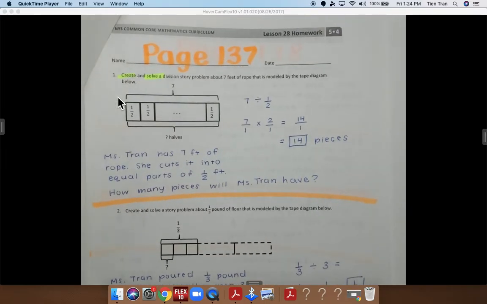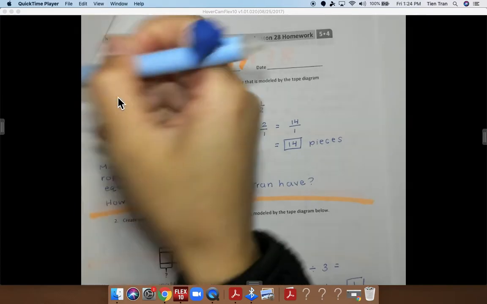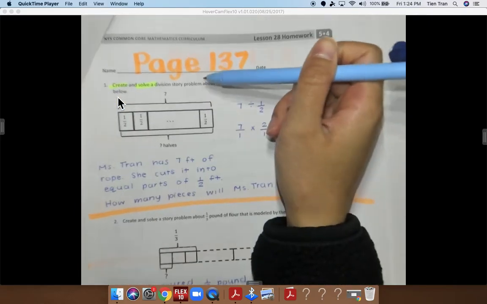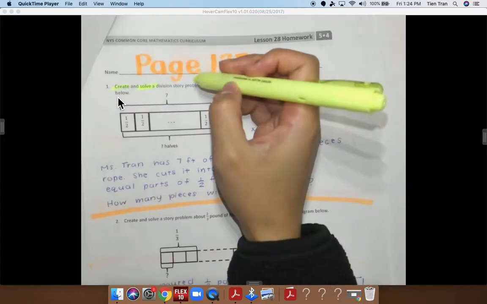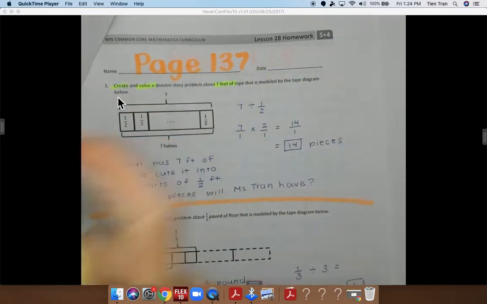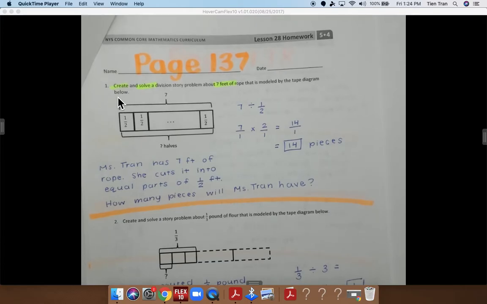We are on page 137. It asks you to create and solve a division story problem about 7 feet of rope that is being modeled by the tape diagram below. So this is where your creativity comes in. You get to choose your own word problem. So there is really no wrong answer if it is your own word problem.